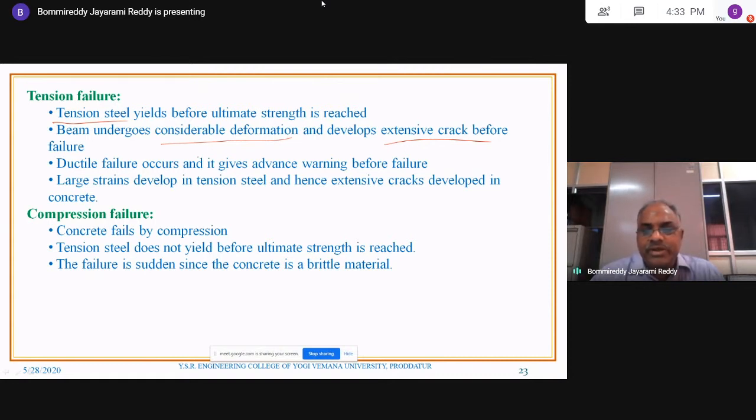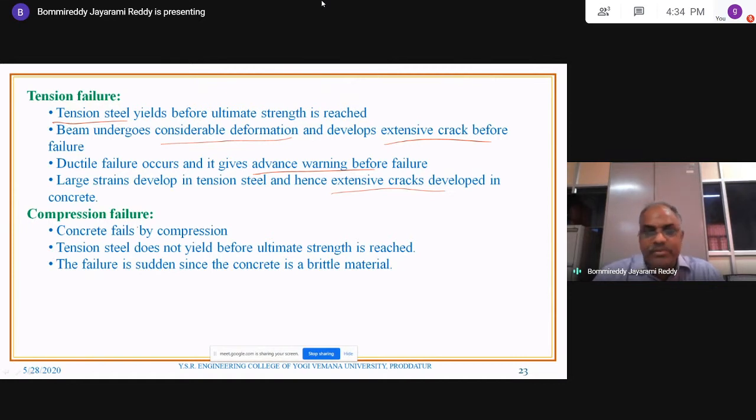So that means we can observe that the structure is going to fail. We are getting some advanced warning that the structure is going to get damaged because of the tension failure. Large strains develop in tension steel, and hence extensive cracks develop in concrete. Because of the extensive cracks, concrete spalls out and other problems will be there. So you can identify that the structure is going to fail if it is under tension failure.